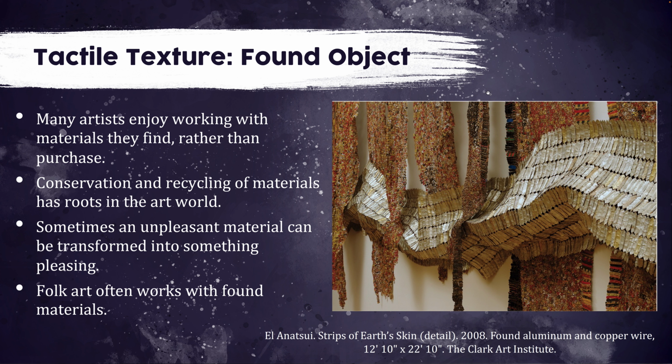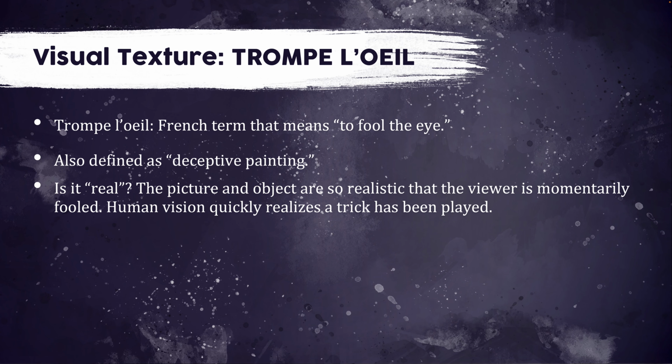So if you see here in our image, strips of the earth's skin, and this is a detail of it, this is all used aluminum and copper wire of various different types, basically all just different copper and aluminum and wire woven together, and you create this interesting texture, potentially interesting pattern through found objects. Visual texture, which is something that we're going to explore in our assignment.